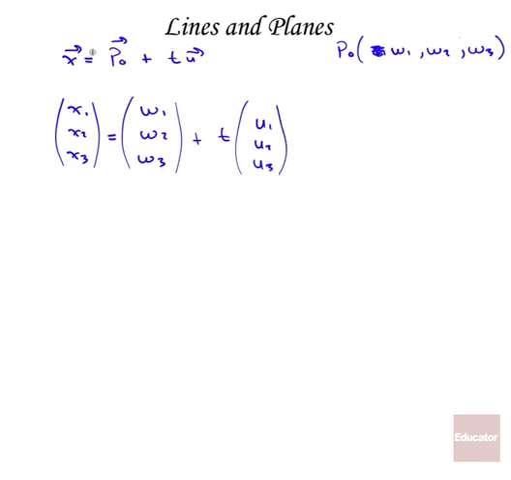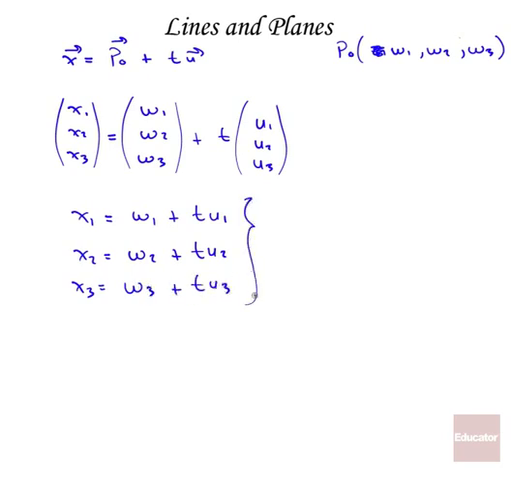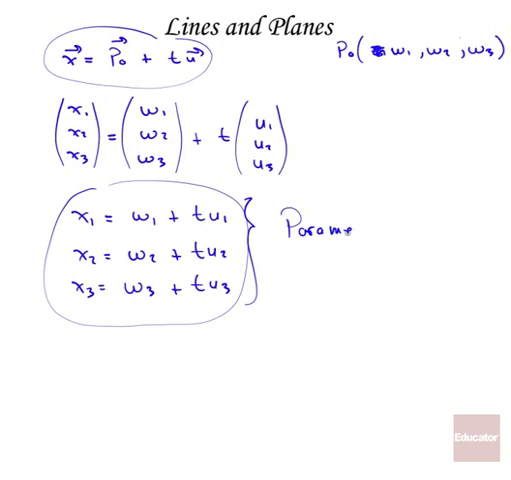So this is actually equivalent to three equations. Notice it's the same as x1 equals W1 plus t u1, x2 equals W2 plus t times u2, and x3 equals W3 plus t times u3. Okay, vector form, component form. I broke it up. These are called the component parametric equations. This is also called a parametric equation.